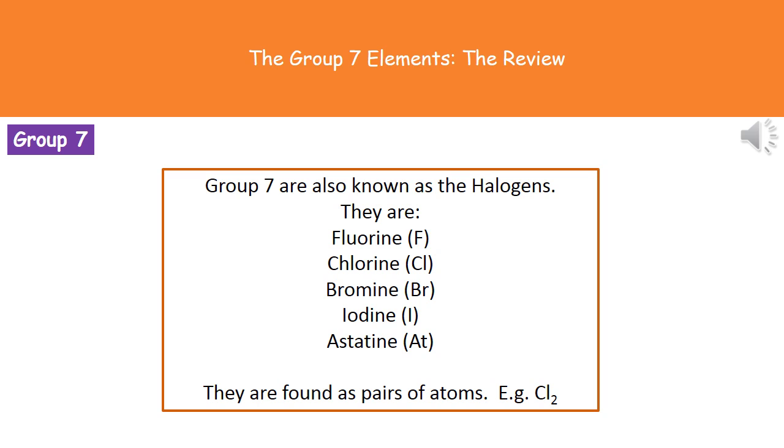One thing to bear in mind is when we're talking about any of these halogens, then they're always found as pairs of atoms. So you'll find that they go around as Cl2 or Br2. So just remember that they always occur as an atom pair. Okay?